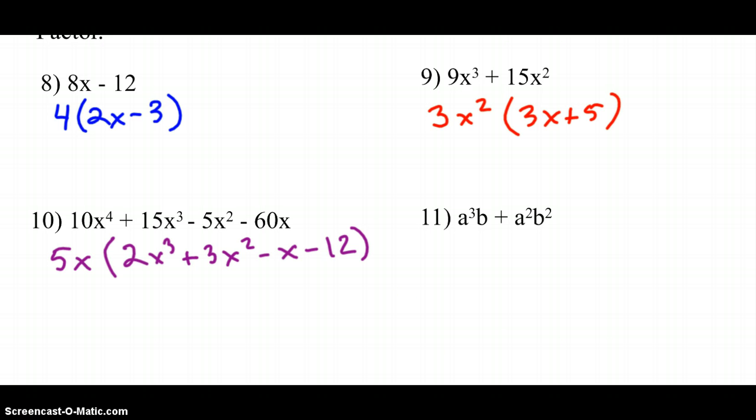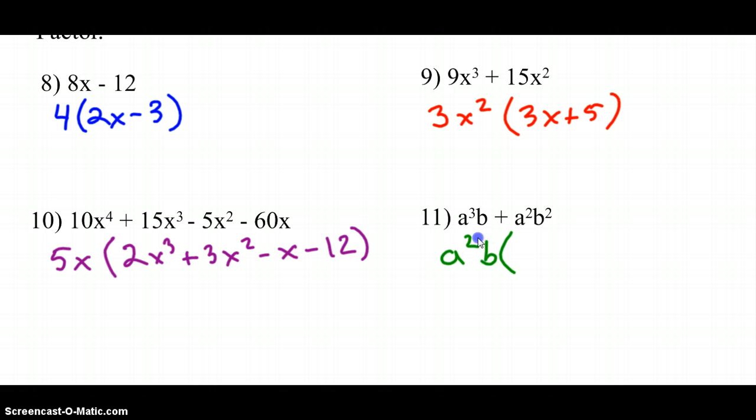Okay, we have one more here. Notice this one does not have any coefficients. That can be good or bad. It's fine by me. But what I'm going to look at is the a terms, a cubed, a squared. What is the highest degree a we can pull out of both? That would be a squared. Same idea with the b terms. Here we have b to the first, here we have b to the second. The highest degree that I could factor out of both would be b to the first.